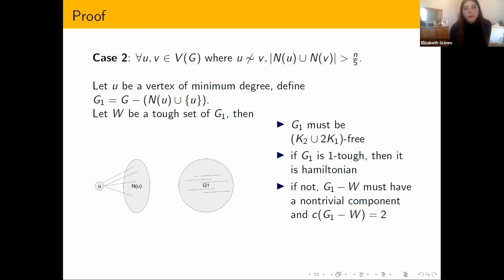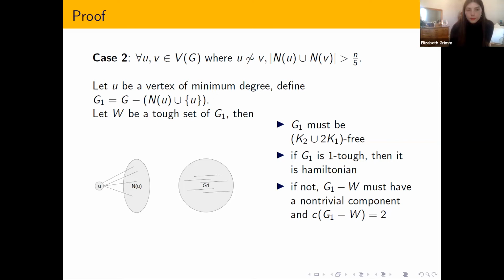So then we consider W a tough set, which means that it's a cut set that gives us the toughness bound that we want. And so we want to claim that the number of components of G1 minus W is exactly 2. We know it's at least 2 since W is a cut set. But if we consider that all of the components are trivial, then we get another violation to the toughness of the graph. So we know there's at least one non-trivial component in G1 minus W. If there were more than 2, we would take an edge from the known non-trivial and then 2 vertices from the other components and get K2 union 2K1. So we know that there are exactly 2 components.